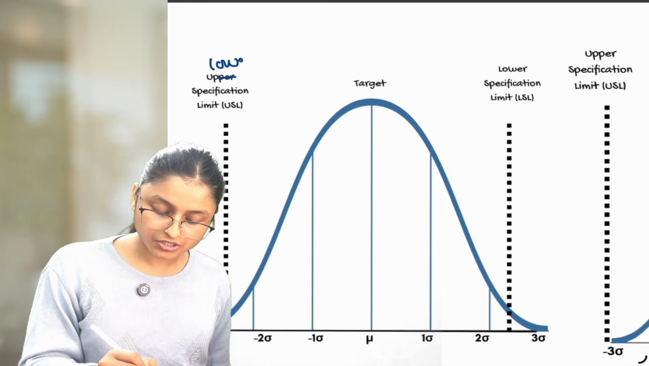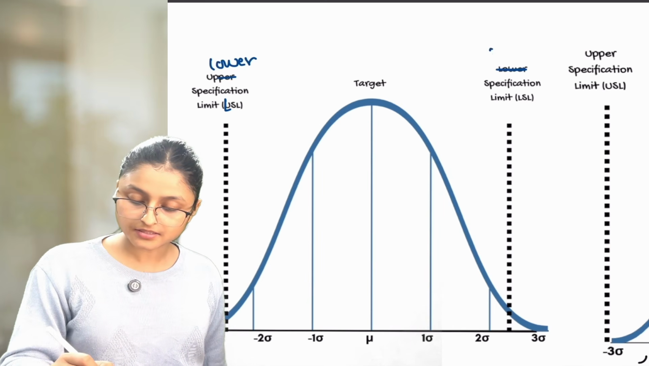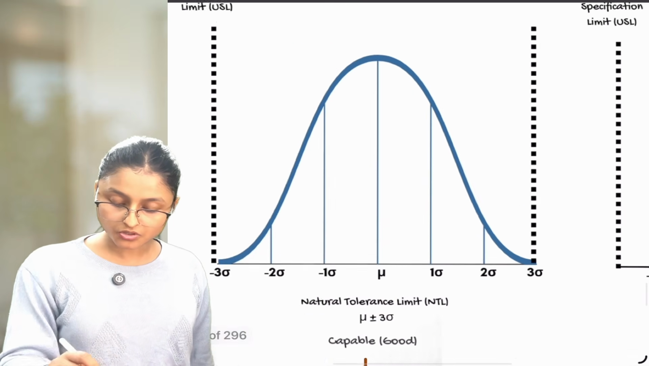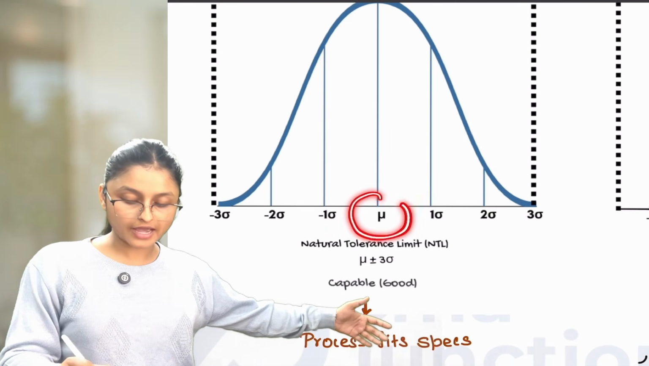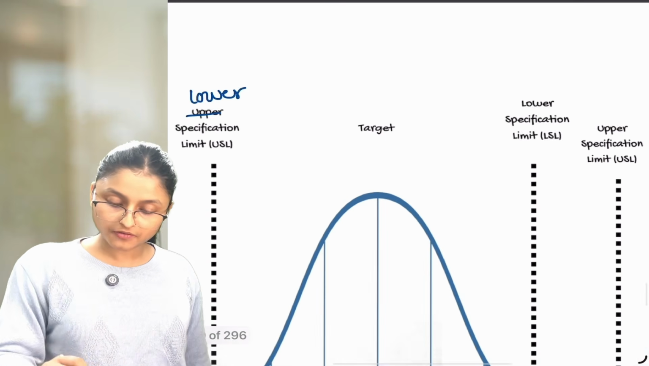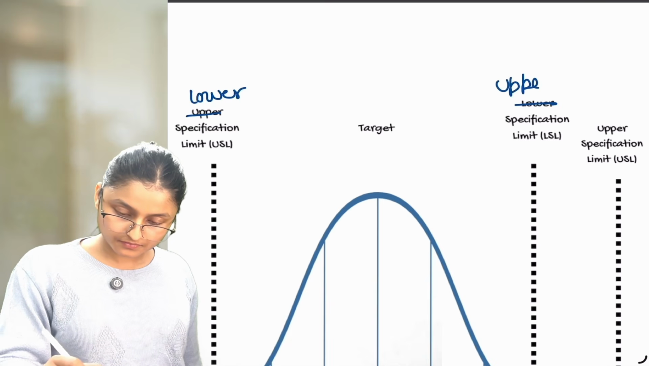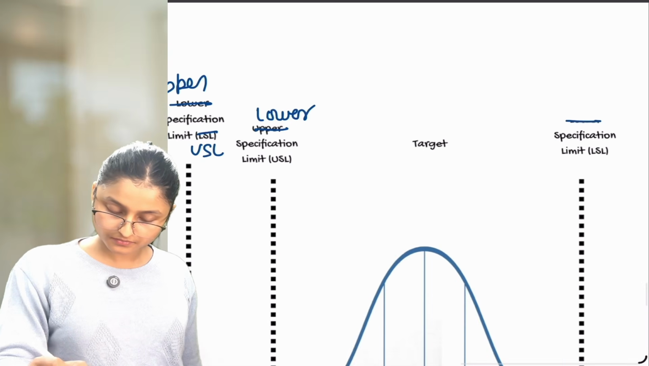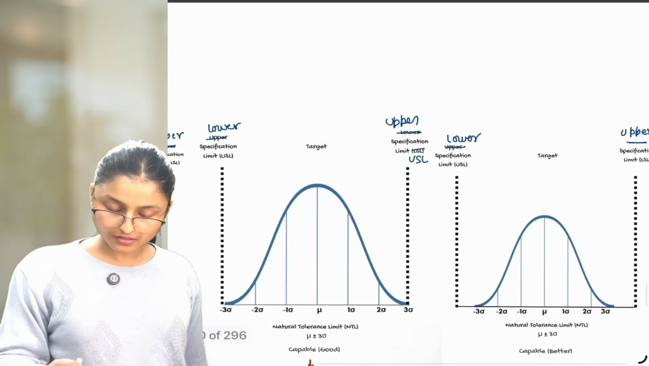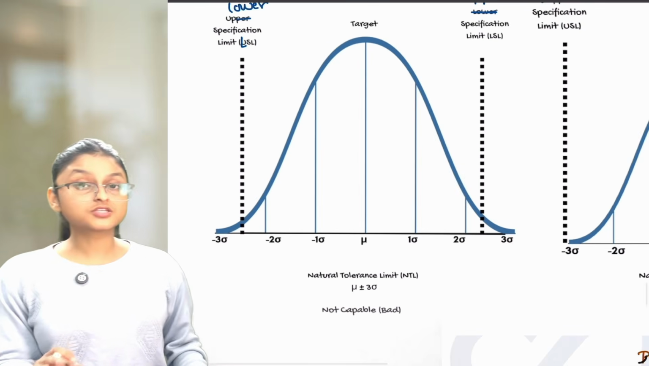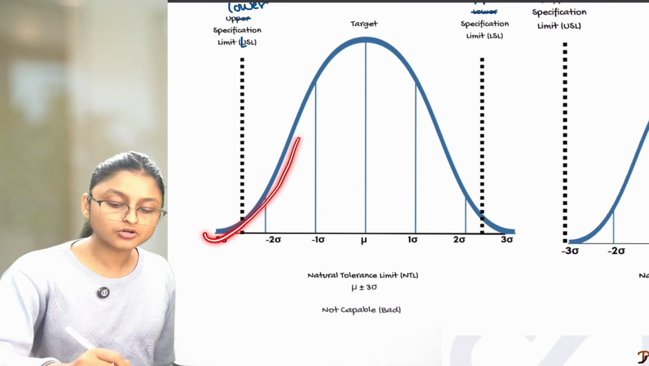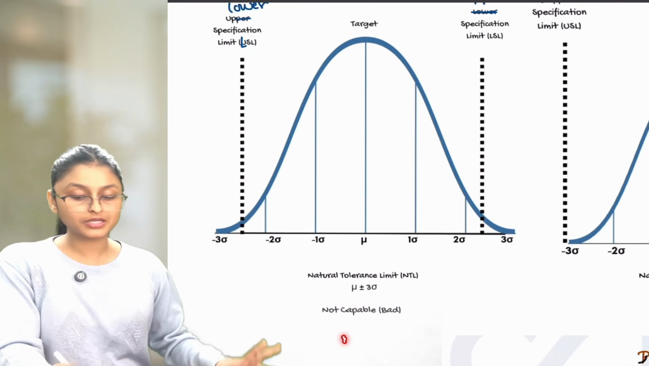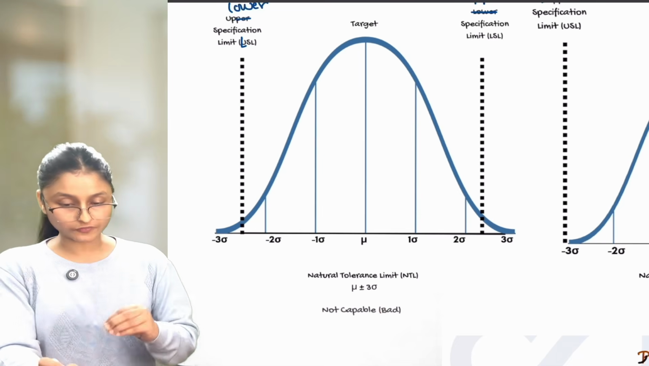This is lower specification limit, LSL, and this is upper specification limit. Change the same thing everywhere. Because lower specification will go below your average, right? And upper specification will go above it. Now, this process is not capable. Why? Because our natural tolerance is going outside the specification limit, and hence your process is not capable. It's a bad process. It is producing a lot of defects.